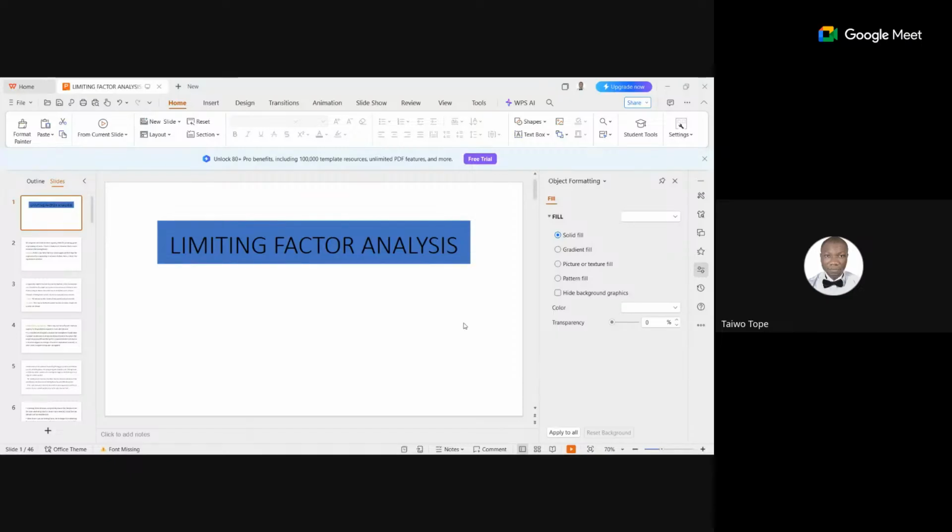So those restrictive factors, such as labor hours, will be termed as limiting factor. So a limiting factor is any factor that is in scarce supply. Take note of that. A limiting factor is any factor that is in scarce supply and that stops the organization from expanding its activities. So these are factors that limit organizations' activities.